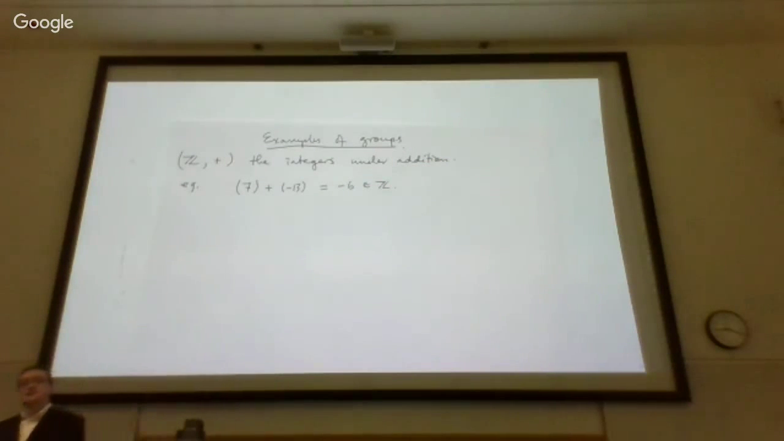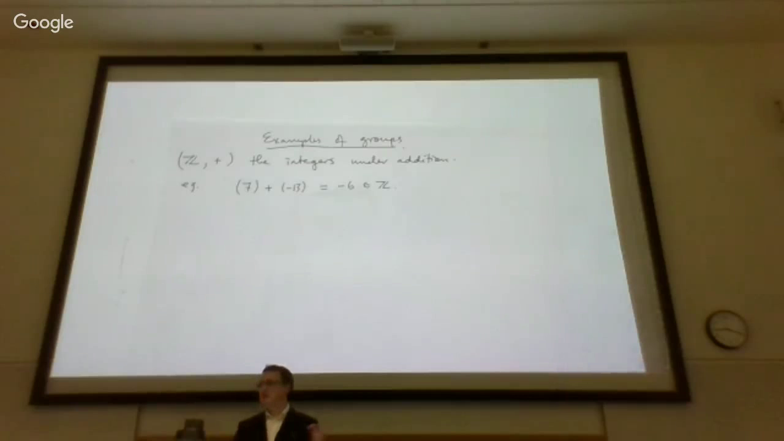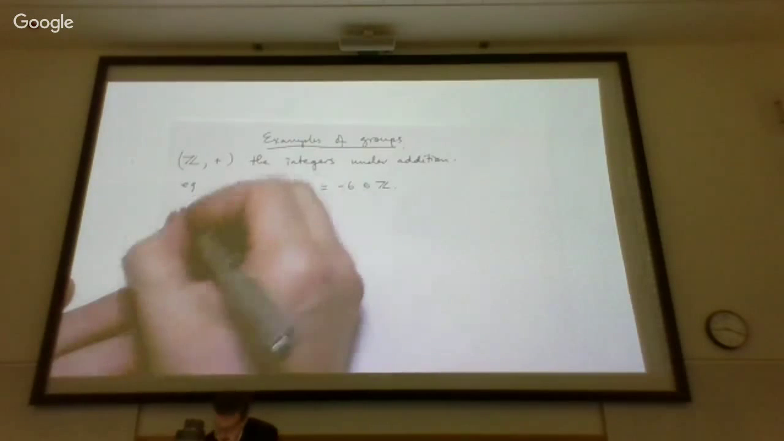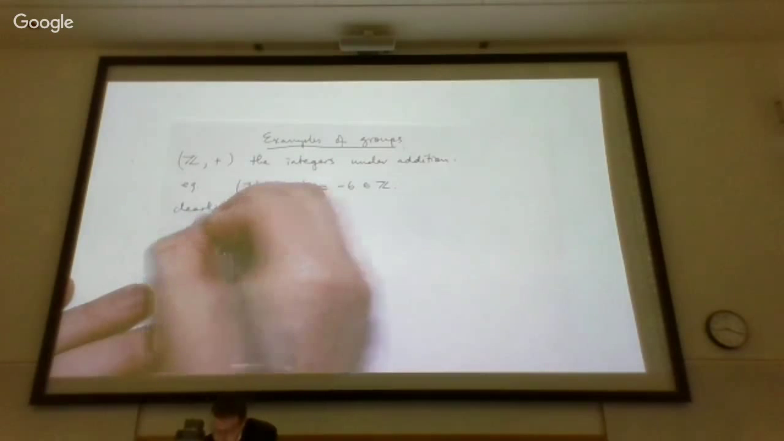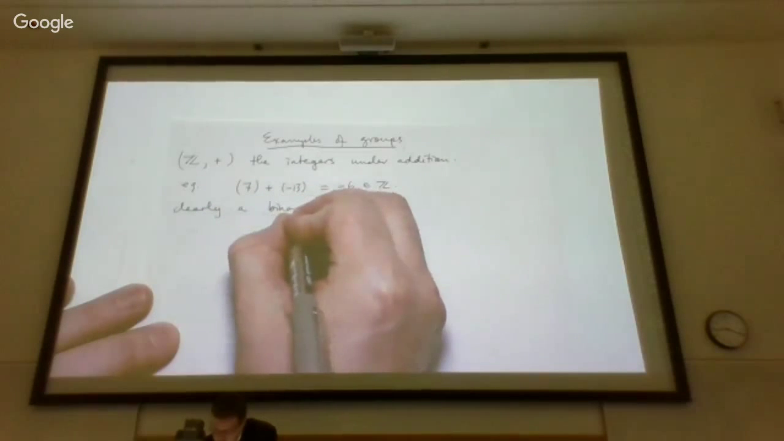Okay? So it's clearly a binary operation on the set. Any pair of integers, you can add them together. The result you get out of it is always an integer. You never suddenly magically get a non-integer fraction out of it. Or you never suddenly obtain a function having added two integers together. You add two integers and you get another integer. Okay? So it's clearly a binary operation on the set. Clearly closed. It's clearly a binary operation.